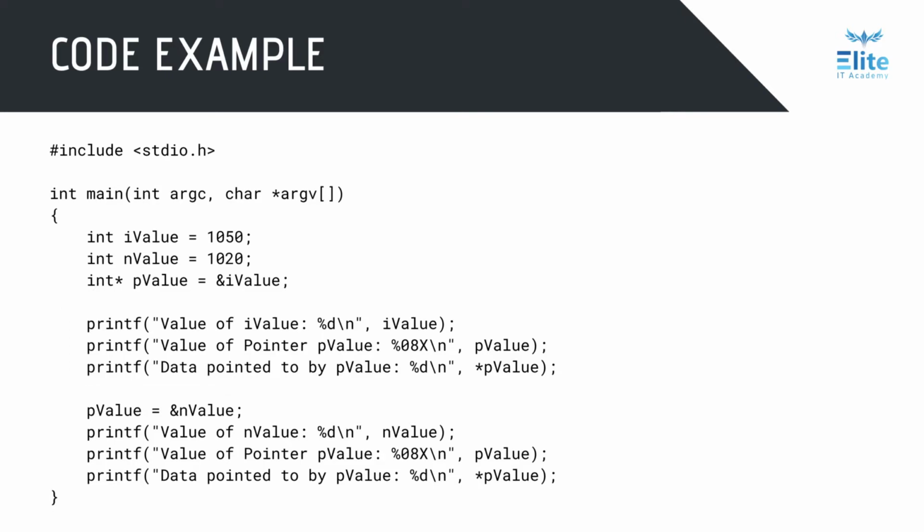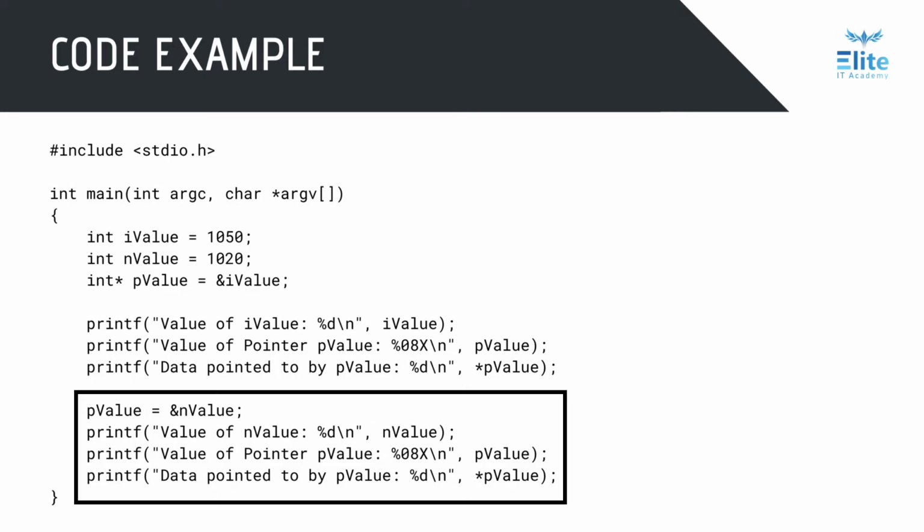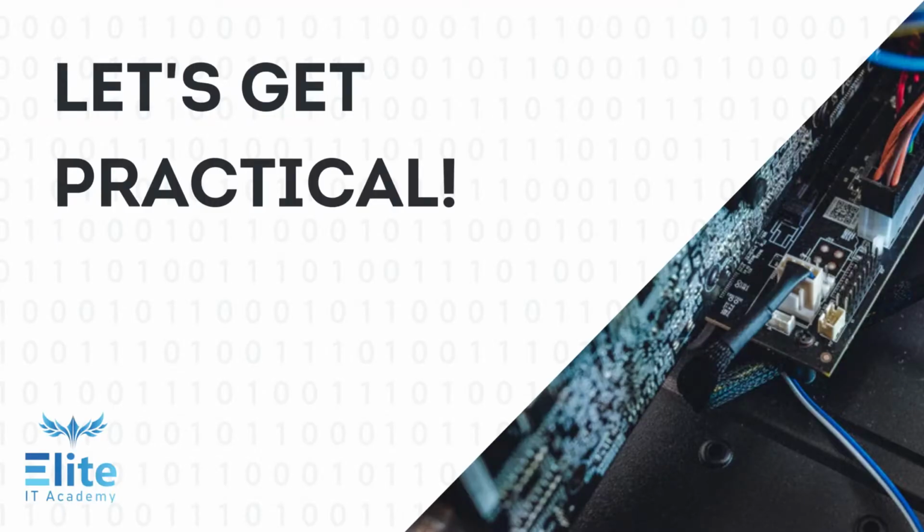The pointer is then reinitialized to point to the integer variable nValue. The printf statements following again display the three values as before. Let's single step and see how it works.